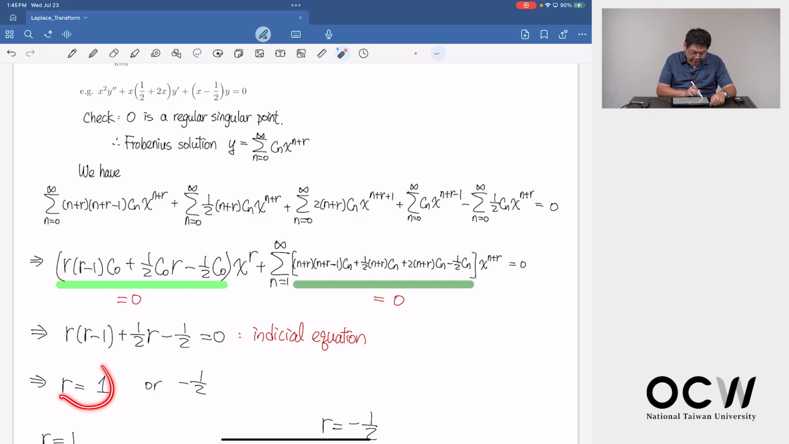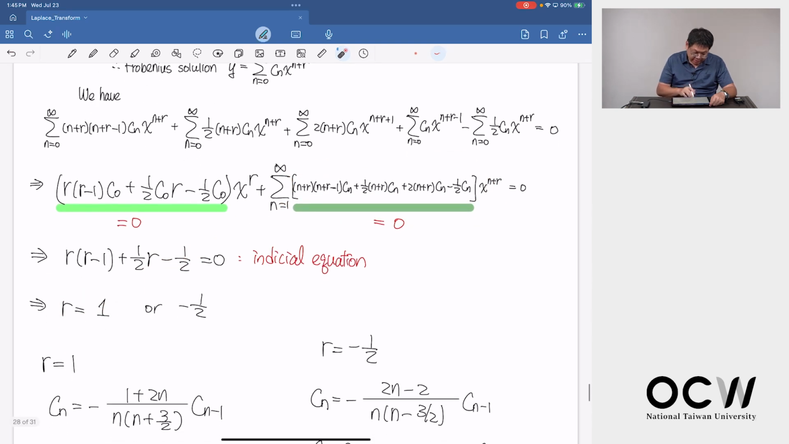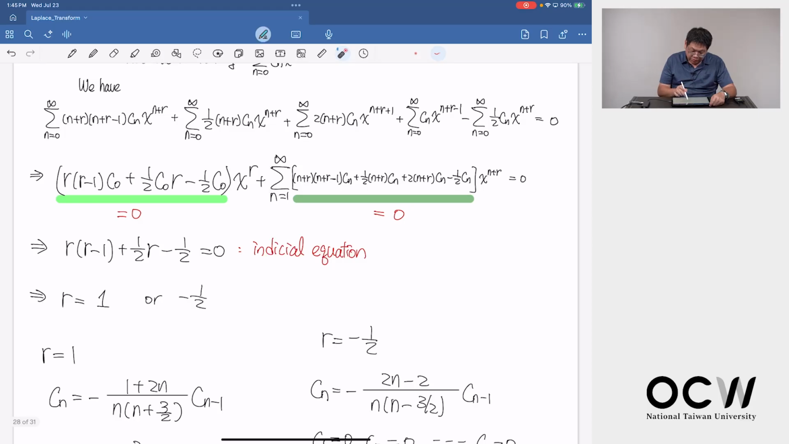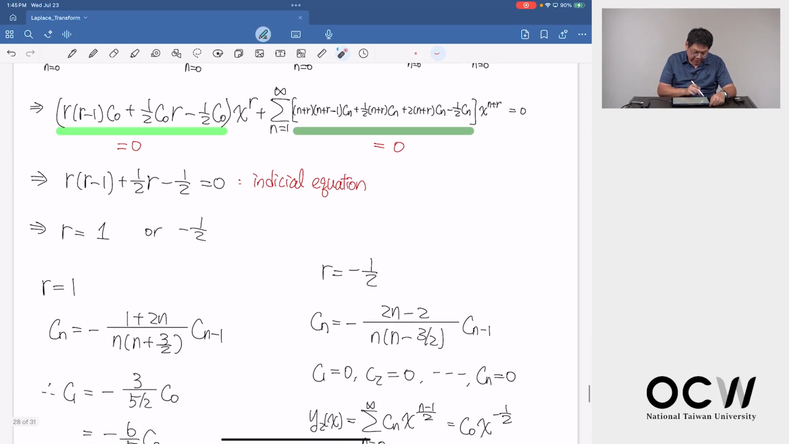So if it is 1, we also have another condition here. So we can plug in 1 to our second equation. Then you have the relationship between your coefficients Cn. So when r equals 1, you can see the iteration. So Cn will equal something of the previous one, like C5 is something with C4, C3 is something to C2.